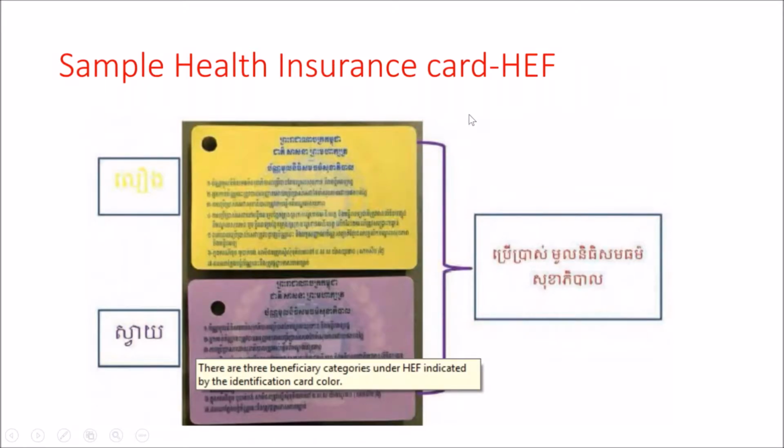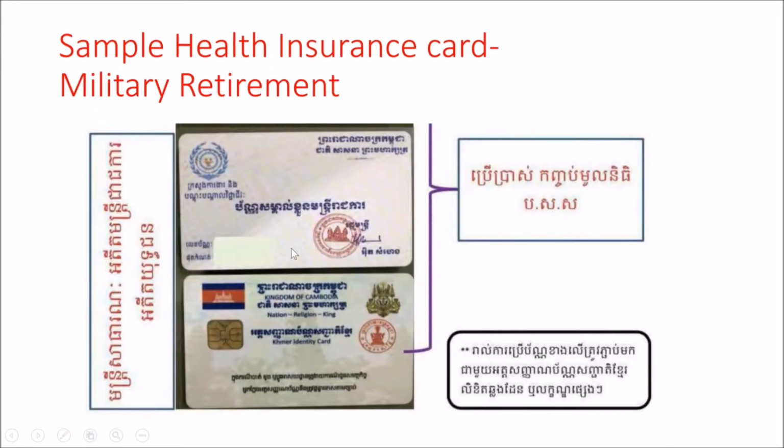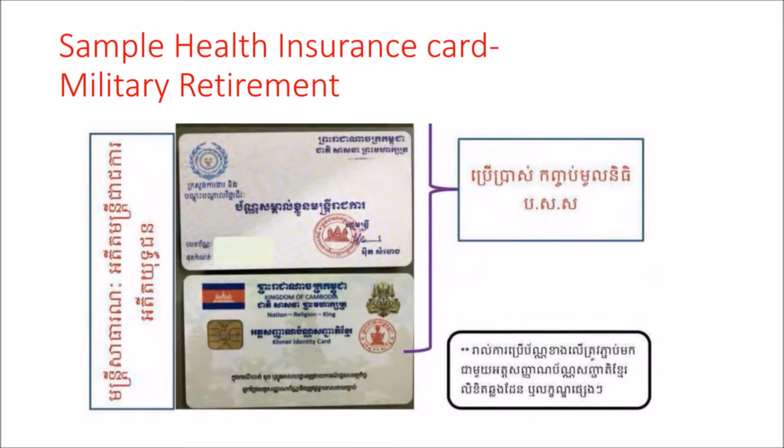These are sample health insurance cards in Cambodia. This yellow one is for the Health Equity Fund, a card issued by the Ministry of Planning. This insurance card is from the National Social Security Fund, NSSF. This one is for the veterans, under the Ministry of Social Affairs. So that is about health insurance and social protection in Cambodia.